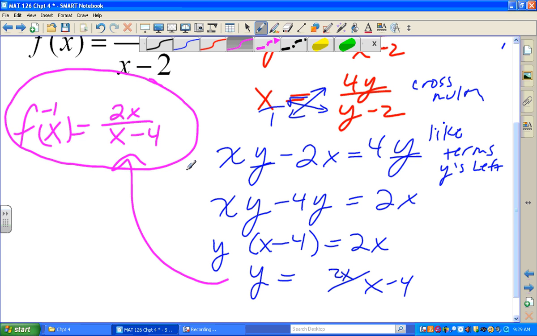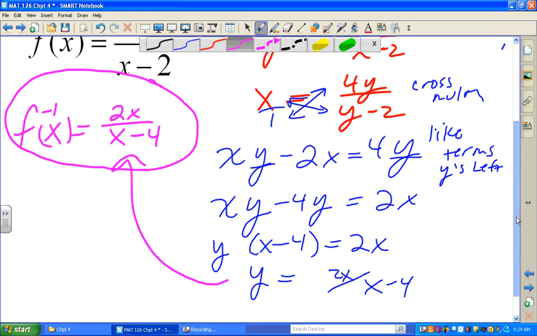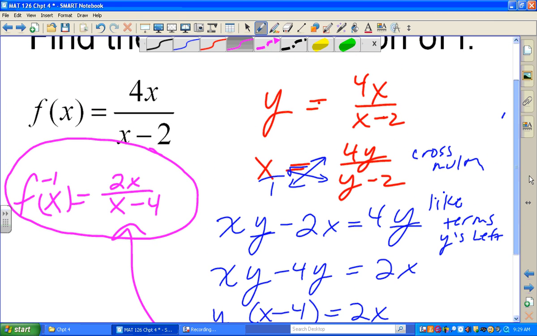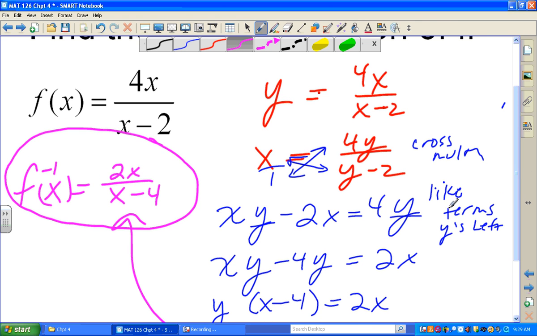What's the horizontal asymptote in our original function? Do you have any idea what it would be? You can use the inverse to tell me. It would be 4. And it is. That's how you can double check things. The domain down here would be x can equal 2, so the horizontal asymptote of my inverse would be y equals 2. Okay?